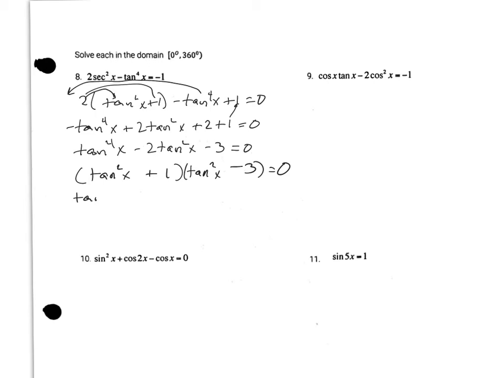So now we get that the tangent squared is 1. So tangent is positive and negative 1. Here we get that the tangent squared is 3. So tangent is positive and negative radical 3. Now if you have to think through this in radians, do so.